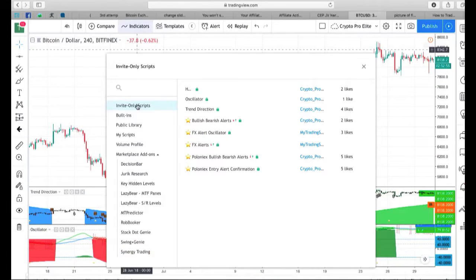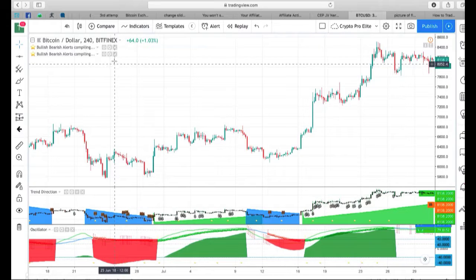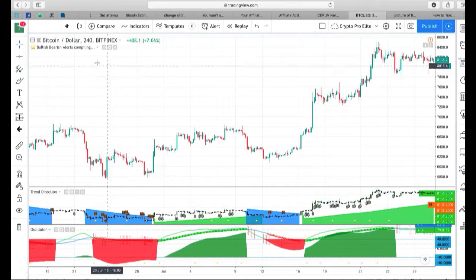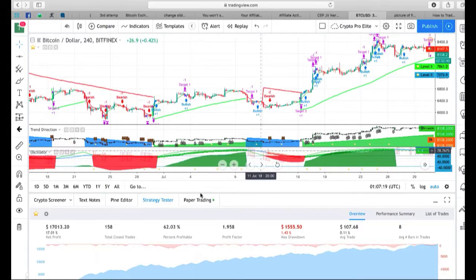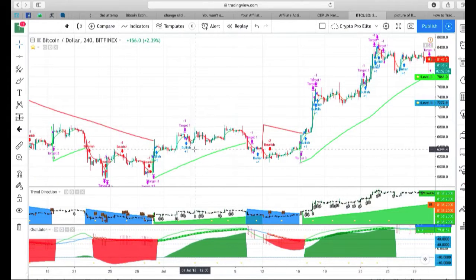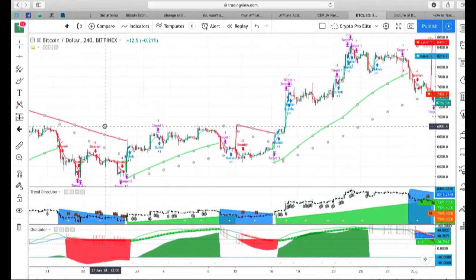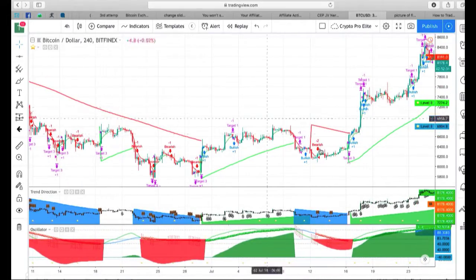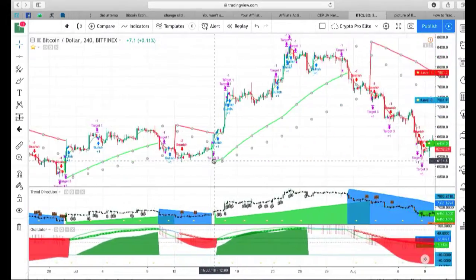So I'm going to show you here. I'm going to put my bearish bullish alerts on. Is it setting up? Okay, oops, I got too many. I accidentally clicked it 3 times. It's compiling, it's setting up, and then we're going to show you how the Crypto Pro Elite software would have worked. So let's go back, let's backtrack a little bit. You can see, let's start right around here.